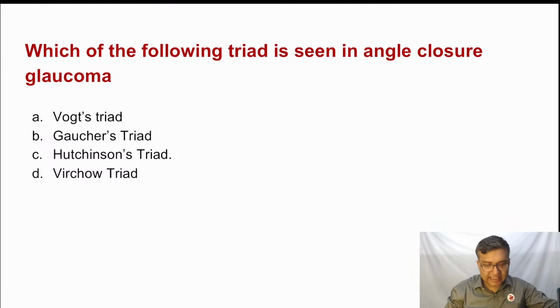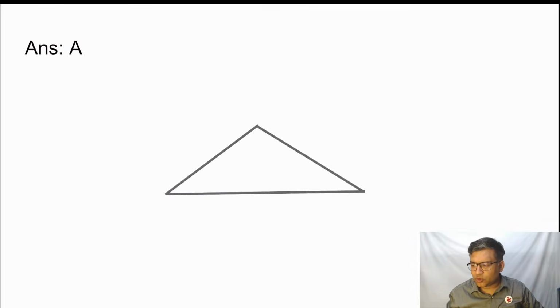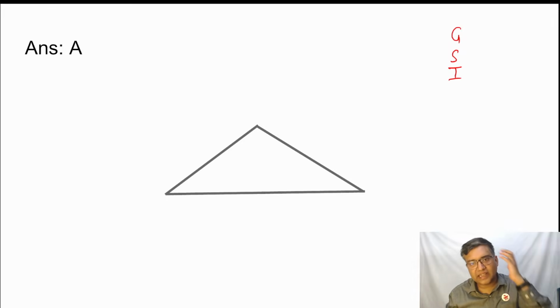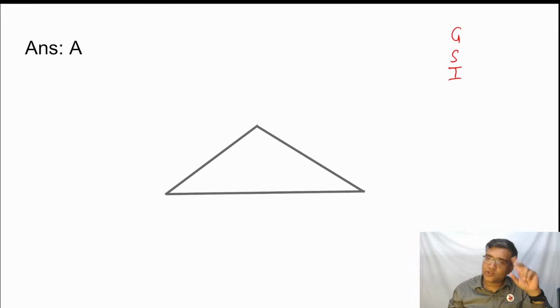So the triad that we see in angle closure glaucoma is the Vogt's triad. There are a lot of eponyms in ophthalmology. When we talk about the Vogt's triad, we should remember a mnemonic, that is GSI. This is a society in India, the Glaucoma Society of India. In this way, you can remember the various important components of the Vogt's triad.